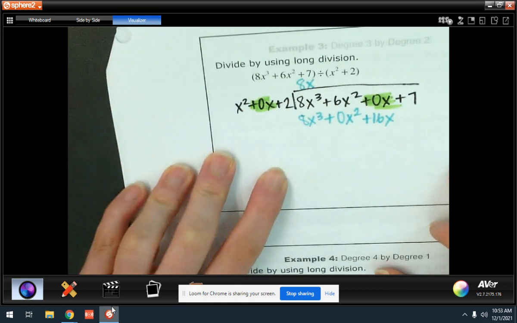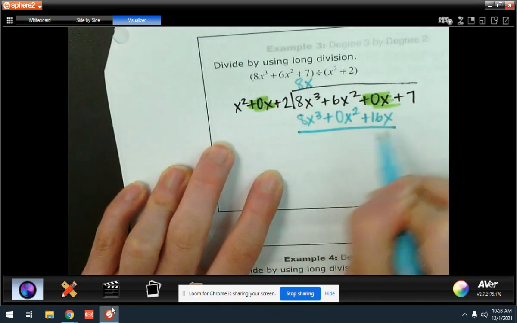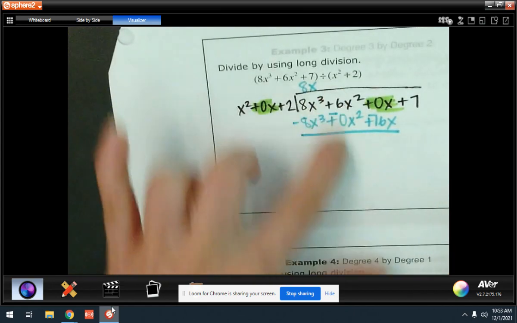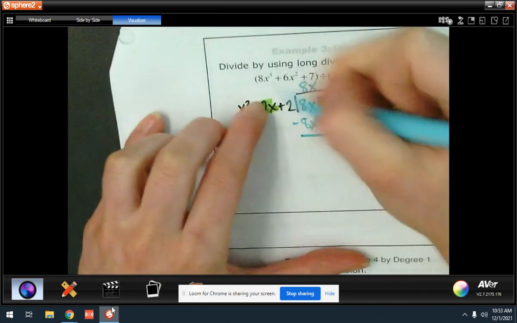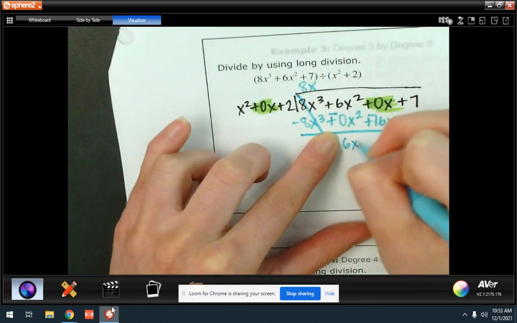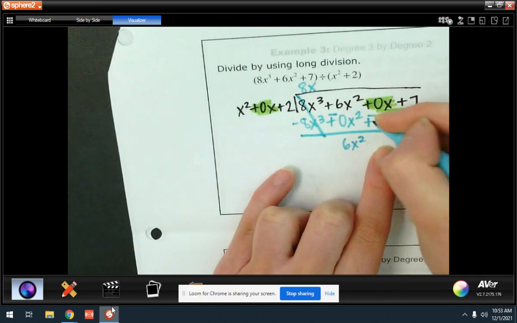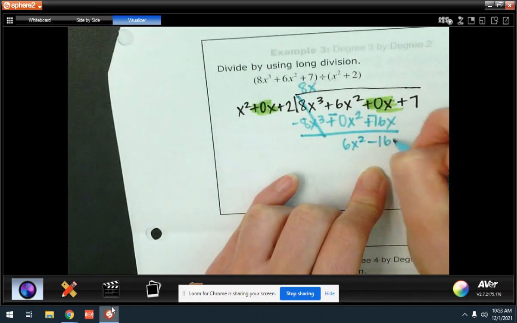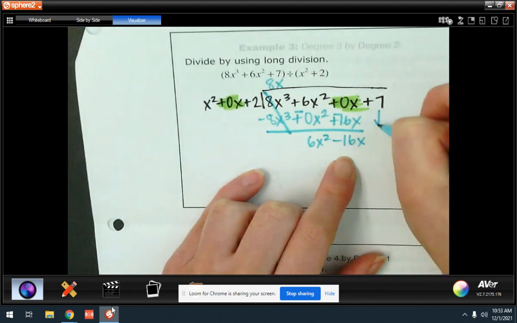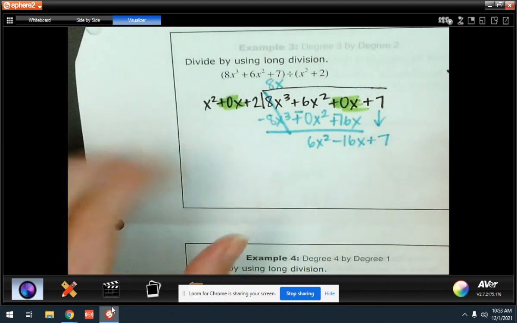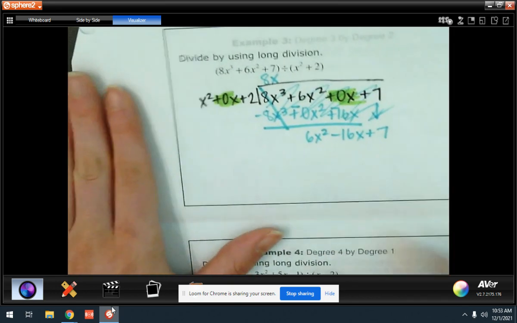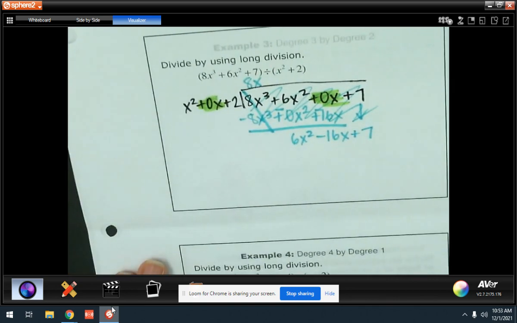Okay, now we're going to subtract that. So we draw the line and change the signs. So all of these are in minus. Okay, so that first term goes away. 6 minus 0 is 6 for the x squared term. 0 minus 16 is negative 16x. Okay, and don't forget to bring down that term. Once you bring it down, you're allowed to ignore everything above the line.